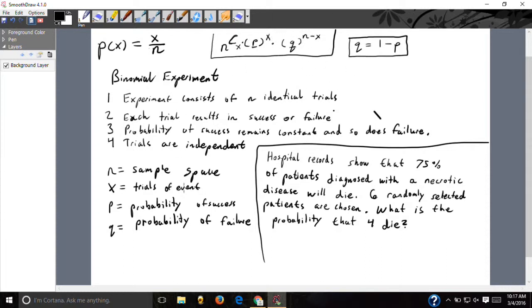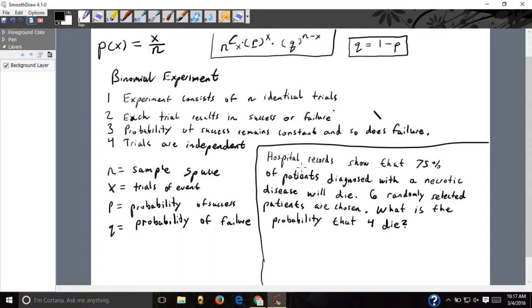And so with each one of these, n is our sample space, x is the trials of the event, p is the probability of success, and q is the probability of failure, with q equal to 1 minus p. So let's go ahead and put this into practice, okay?